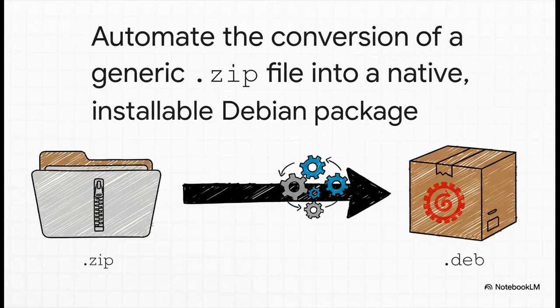Apache NetBeans, well, they just give you a generic .zip file. And sure, you could just unzip it and run it from a folder somewhere, but that's kind of messy, and it's not really how things are done on Linux. This script takes that .zip and automatically turns it into a proper .deb package, the standard for systems like Ubuntu. This makes it super easy to install, to manage your updates, and to cleanly uninstall when you need to.